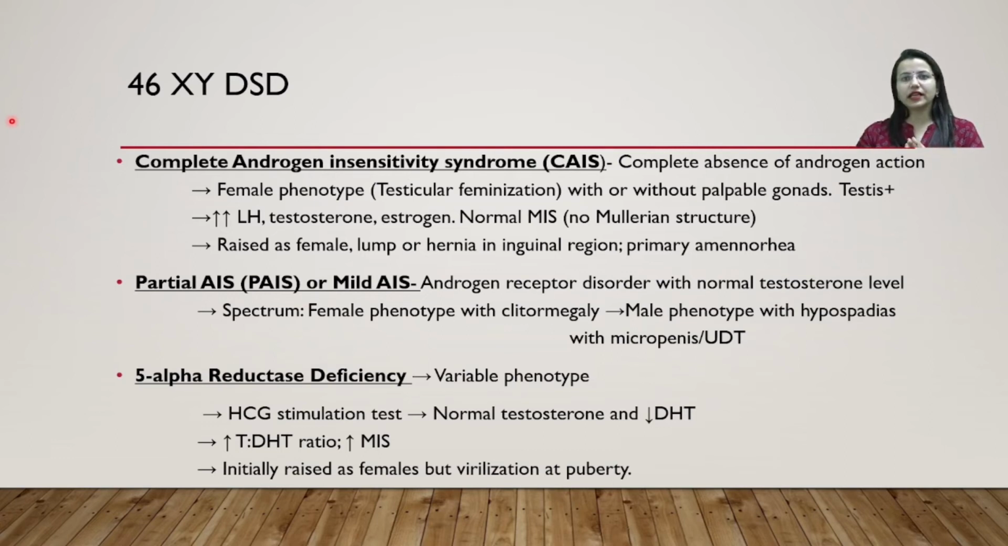In 5-alpha reductase deficiency, they again can have a variation in the phenotypic presentation. HCG stimulation test usually shows that the testosterone is normal while DHT is decreased, so they usually have a raised testosterone to DHT ratio. The catch point in these patients is that they are raised as females, but when they reach puberty, their secondary sexual characters start developing. There is even an increase in penile length, so at puberty they become boy-like. So it is usually said that in cases of 5-alpha reductase deficiency, the surgery should be delayed till puberty.